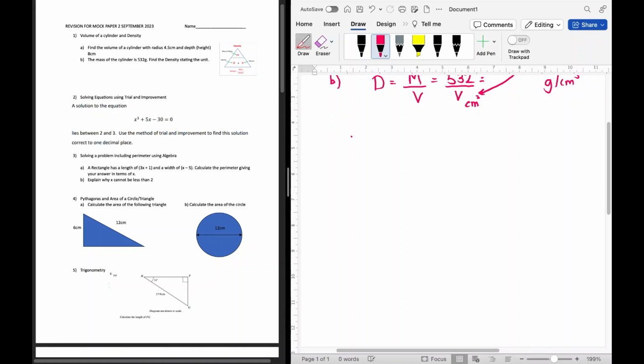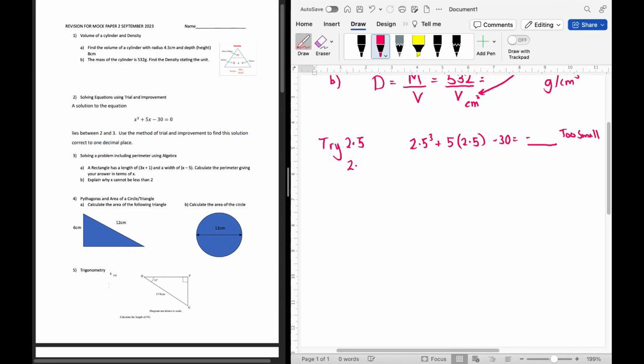Number 2, trial and improvement. I'm looking for you to put what you're trying first. So try 2.5, because it's between 2 and 3, and I always try in the middle. Then the way I substitute in, because I want x cubed, I would write 2.5 cubed plus 5x. Now you can write 5 times 2.5, but another way is just to substitute the x value in a bracket, take away 30, and work it out. I know it was negative, and you'd write at the end that this is too small. Again, you can do the calculations yourself.